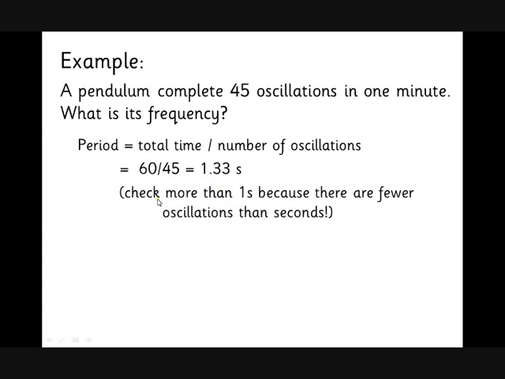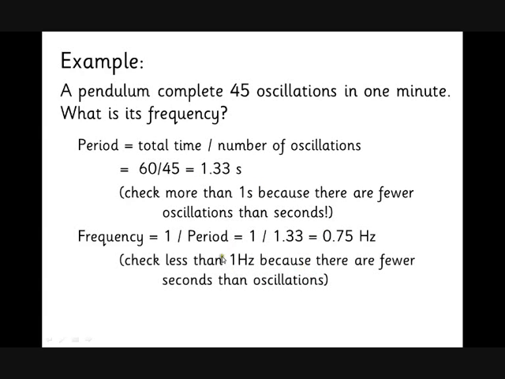Okay, a little check for you mentally just to see if you've made a silly mistake here. The period is more than 1 second. You've only got 45 oscillations in 60 seconds. Each one must take more than 1 second. If we want to work out the frequency, that's 1 over the period. That's 1 over 1.33. That comes to 0.75 Hertz. Again, a little check, it's less than 1 Hertz because there's less than 1 oscillation every second.